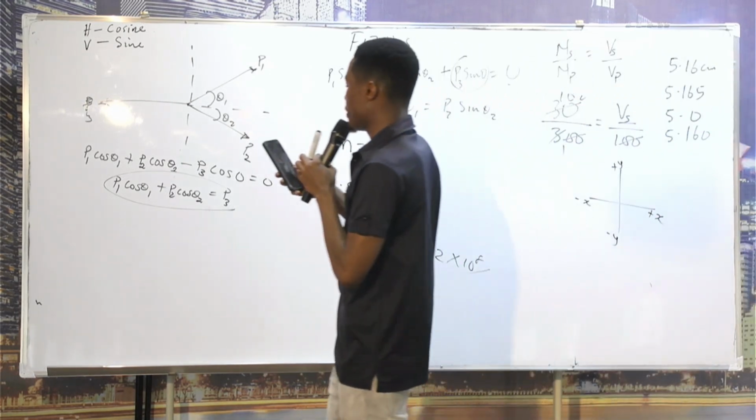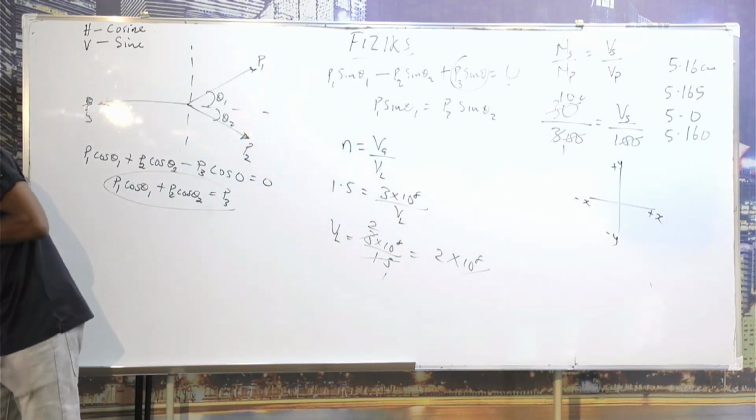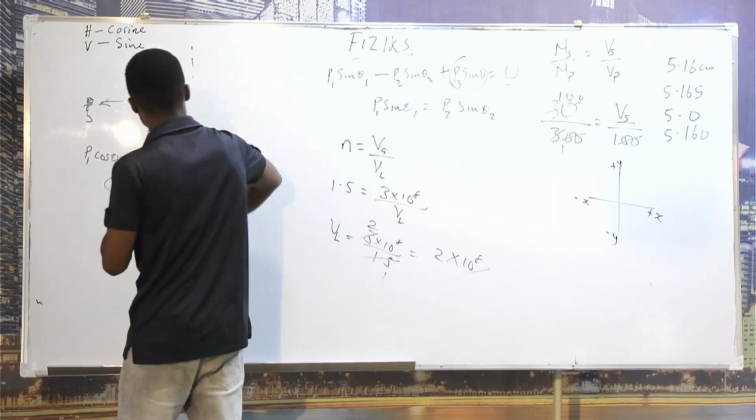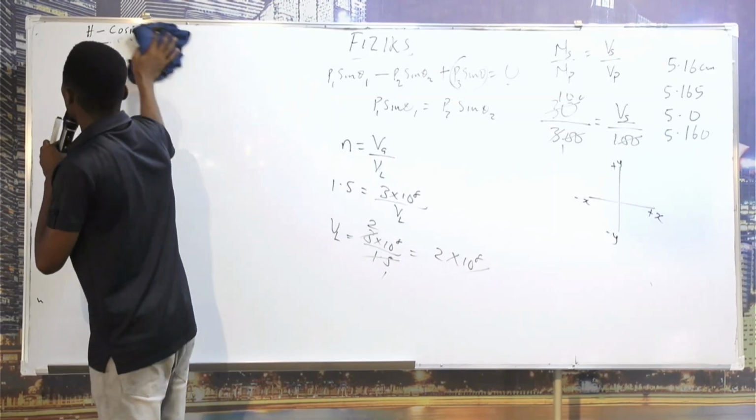The linear expansivity of brass is 2 times 10 power minus 5. If the volume of a piece of brass is 10 cm cubed at 0 degrees Celsius, what will be the volume at 100 degrees Celsius? Have we answered that question before? Okay, no problem. Let's do that.